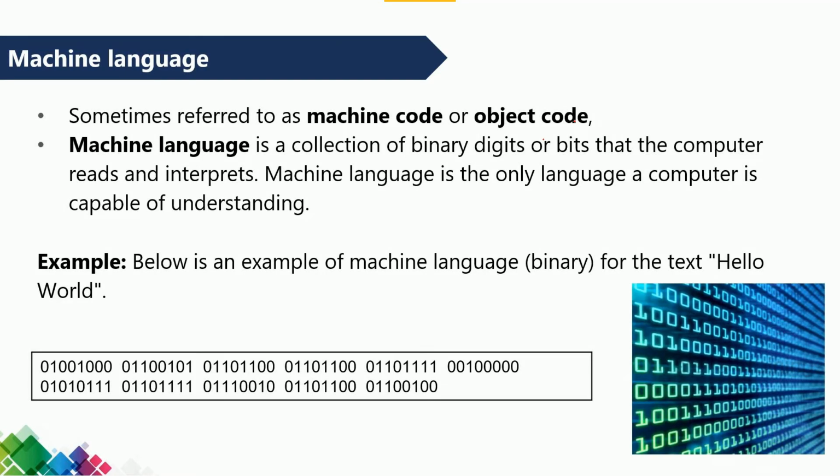Now coming to the same thing we discussed, I will move a bit faster. It is the machine code. Machine language is a collection of binary digits or bits that the computer reads and interprets. Machine language is the only language a computer is capable of understanding. For example, if my text is hello world, it is very easy for the user to understand. But from the computer's point of view, hello world is displayed in this fashion, like zeros, ones, zeros, ones, and so on.